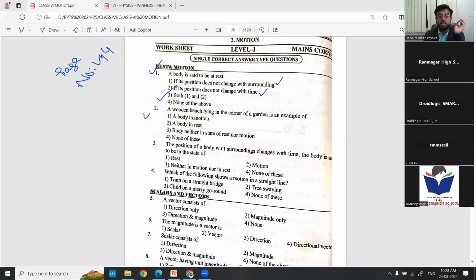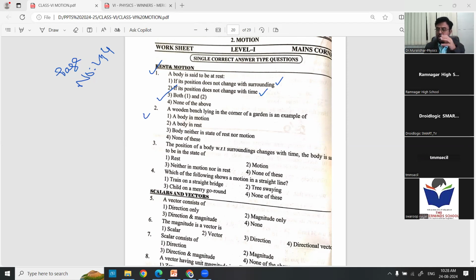Question number 2. A wooden bench lying in the corner of the garden is an example of what? I gave the example also. One wooden bench is there in the garden. Will it move? Will it change its position? No, it is fixed. So a body is said to be in motion? No, not correct. A body is said to be at rest. Answer is 2. Correct or not?